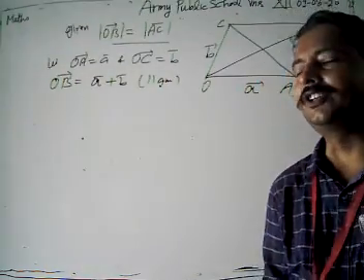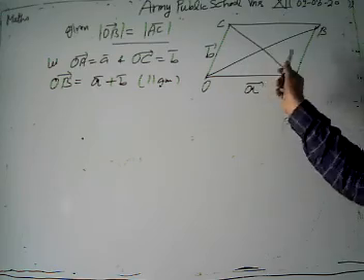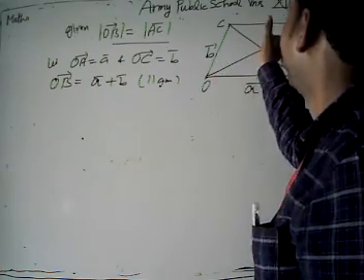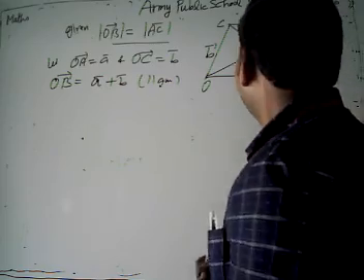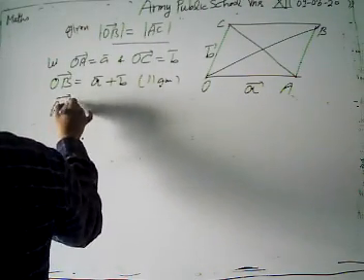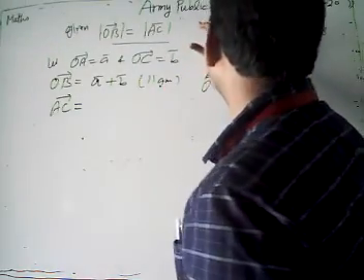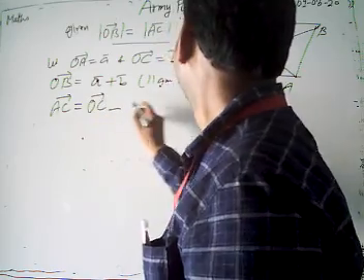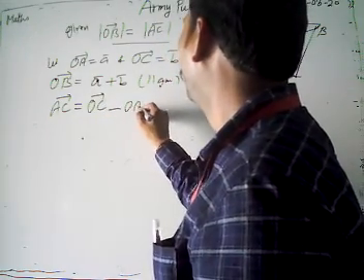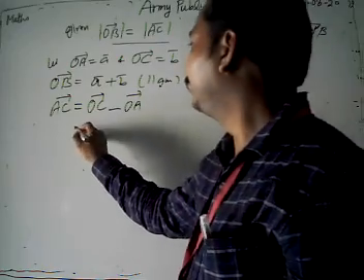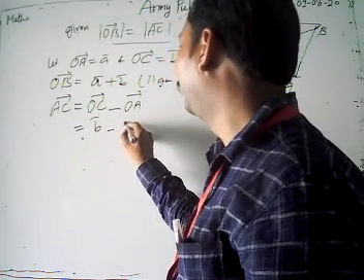Is it clear to all of you how we get OB? Now we get the value of OB as B plus A. Now we have to find the value of our diagonal AC. How can we get AC? This AC is vector OC minus OA, that is OC minus A. What is the value of OC? It's vector B, and this is our A.